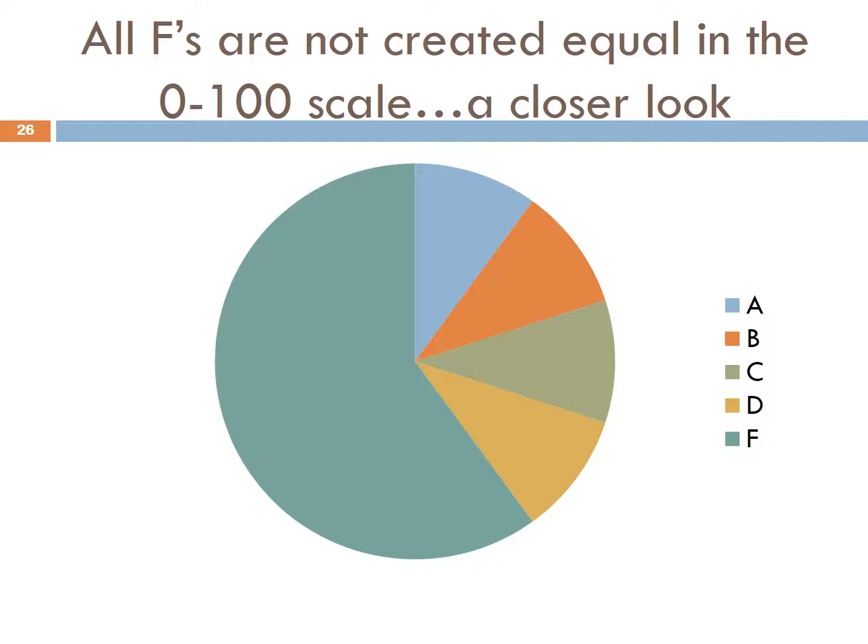All F's are not created equal in the 0 to 100 scale. Let's take a closer look. This entire area on the left side and part of the right is a range of 60 points for the F when F equals 0 to 59. All other grades only have a range of 10 points. All F's should be created equal to the same 10-point range of the other grades, A, B, C, and D. F equals 0 mathematically brings down all other grades inaccurately and disproportionately.